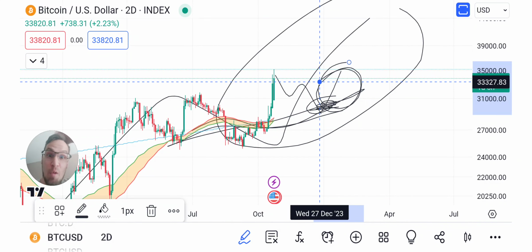Boom. So are we going to see that? Is it going to be a dump? We don't know. But at the end of the day, I'm a hodler.